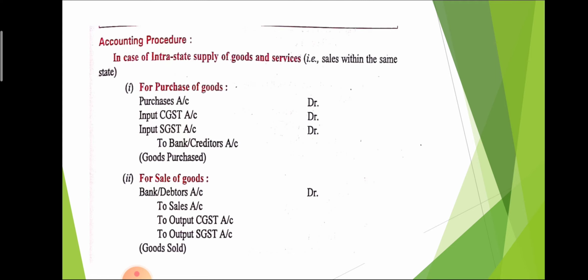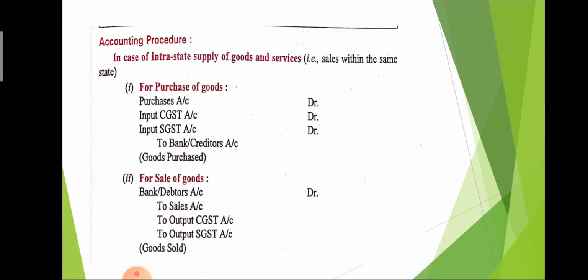And in the case of purchase, we charge input GST, and input GST is always debited. So purchase account debit, input CGST account debit, input SGST account debit. Because there is purchase, there is input GST. So purchase is debited, so input GST is also debited. So the overall entry is purchase account debit, input CGST account debit, input SGST account debit to bank account or creditors account.